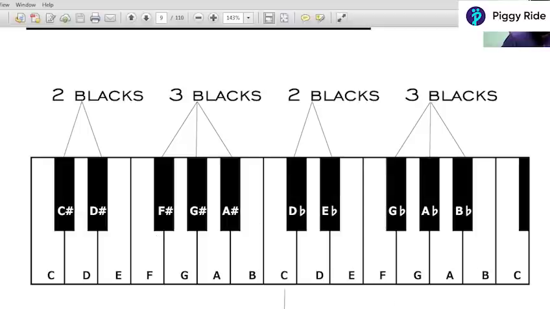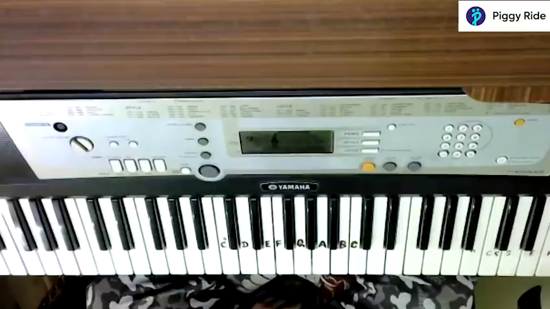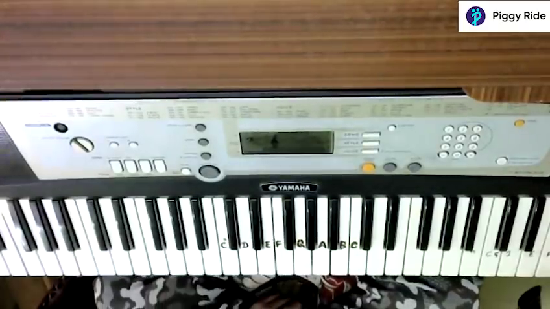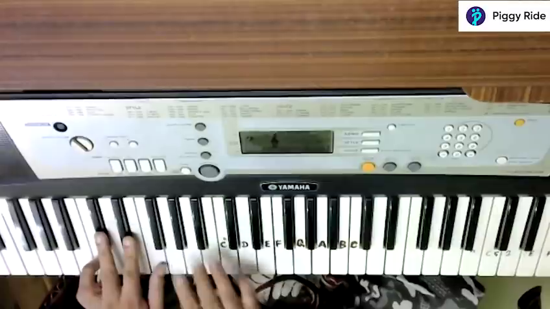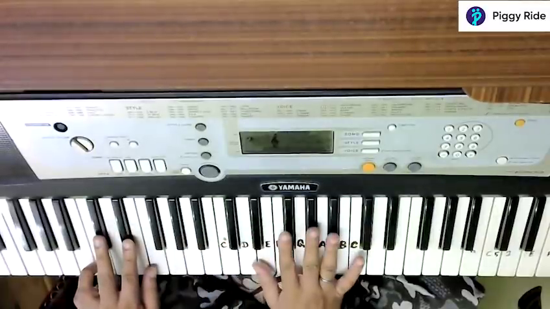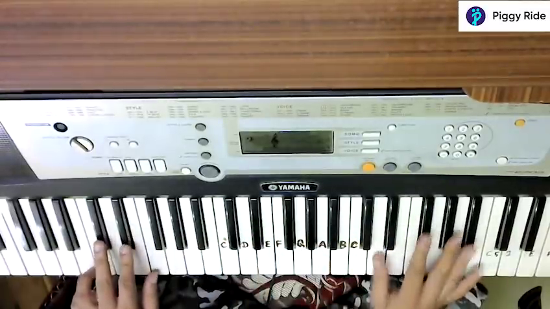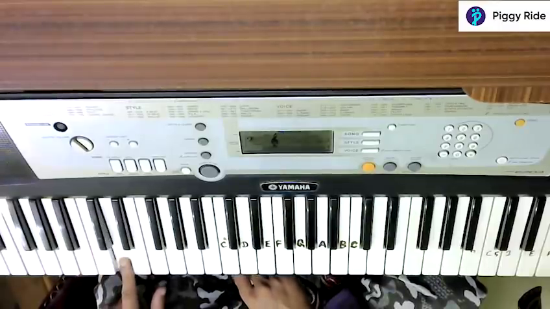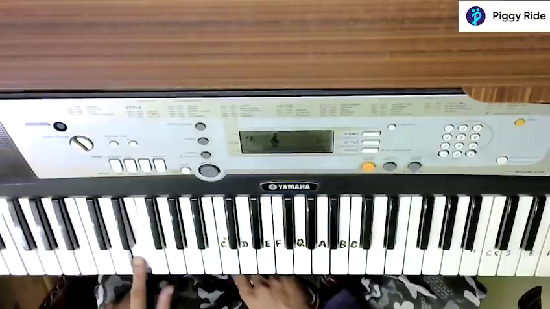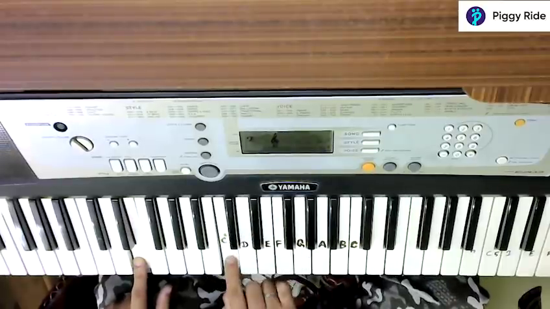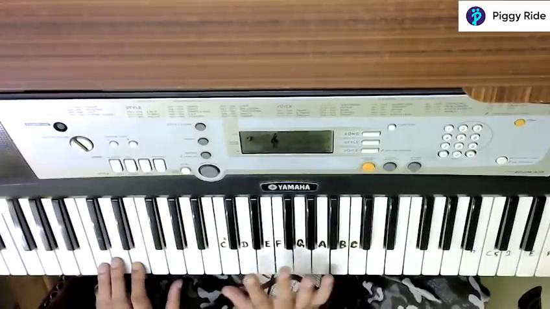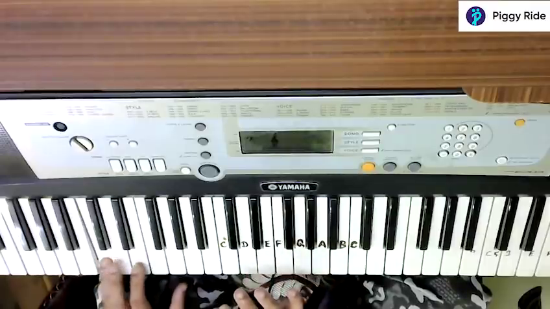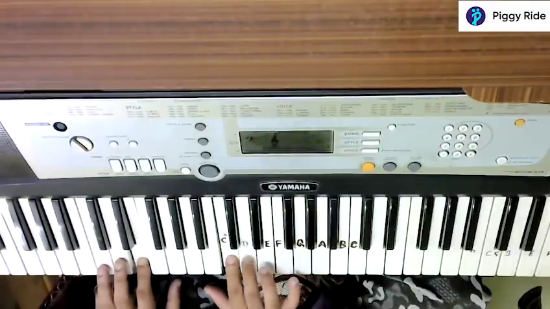I will show my keyboard so you can understand it better. This is my keyboard view. You can see a group of 2 black, group of 3, group of 2, group of 3. In a group of 2 you will read C before the first, D after the first, and E after the second. In this group also C, D, E. The pitch is different, this is low pitch and this is high pitch.